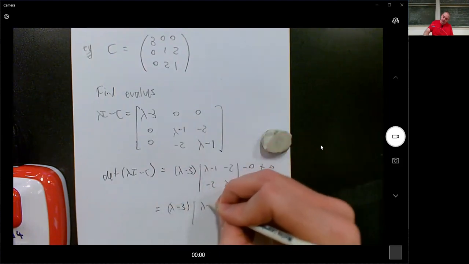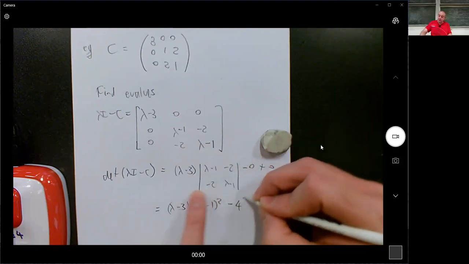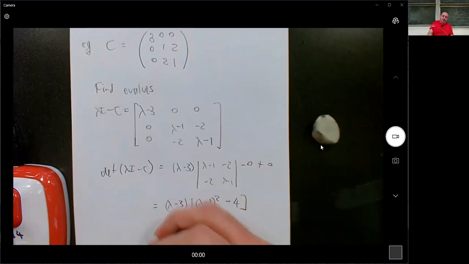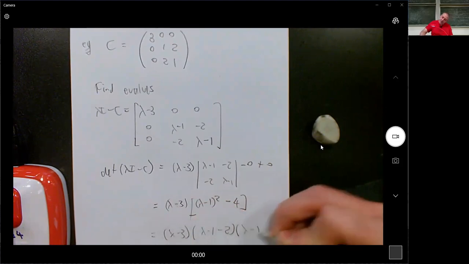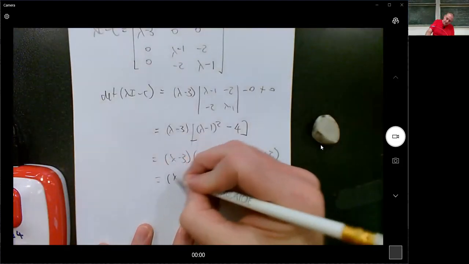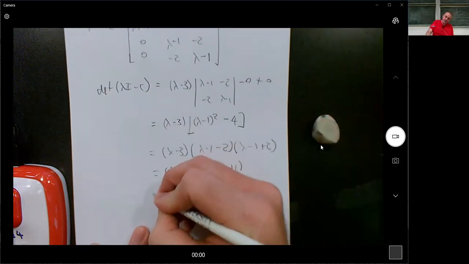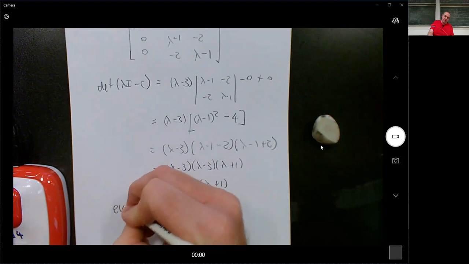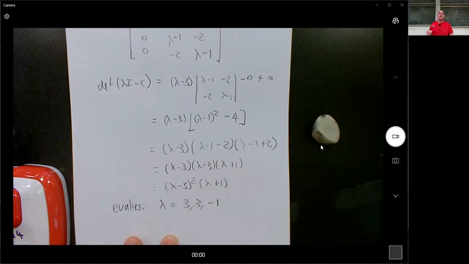And this will be lambda minus 1 squared minus 2 times minus 2, which is the same as 2 squared. Oh, and look at that, it's a difference of 2 squares. So cool. So this will be lambda minus 1 minus 2 and lambda minus 1 plus 2. And so I get lambda minus 3, lambda minus 3, lambda plus 1. So the eigenvalues are lambda equals 3 and minus 1. Told ya.